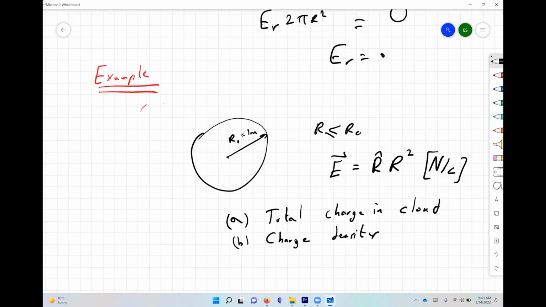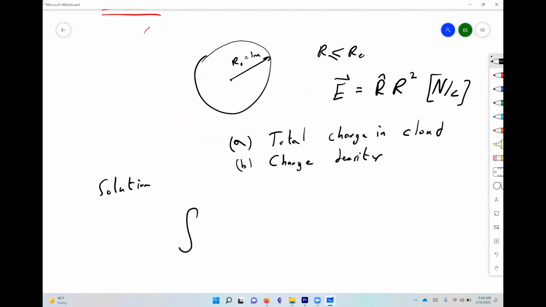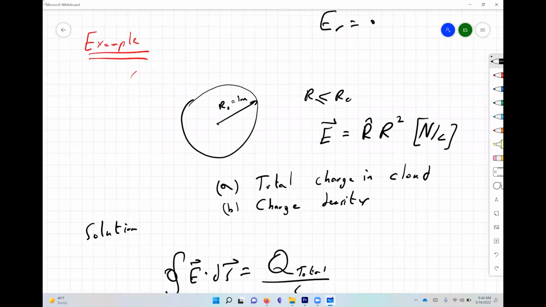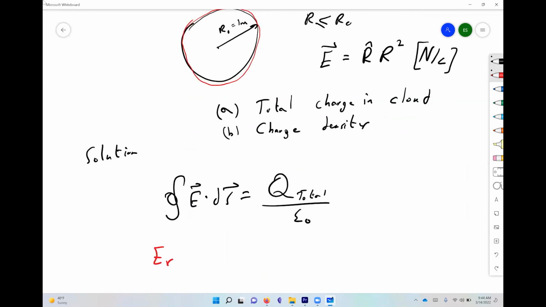So the total charge is easy. Total charge is easy from Gauss's law. E dot ds equals Q enclosed. So assume that the Gaussian surface is right at the edge of the cloud. Okay, so what is the field there? The field is going to be ER from symmetry, right? And then the surface area of the Gaussian surface, which is 4 pi R naught squared.